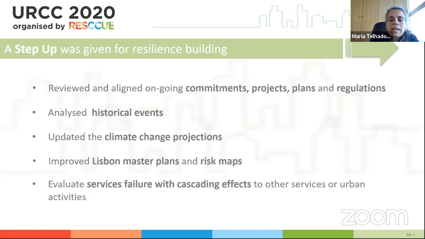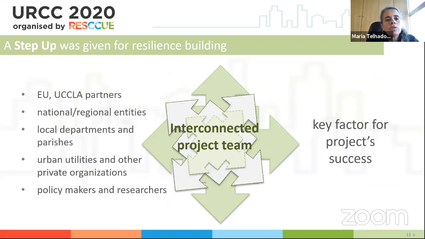Lisbon master plans and the several risk maps were updated or created using a GIS system. The evaluation of service failure with cascading effects to other services or urban activities was another remarkable part of the process. How did we do this resilience building? We interconnected projects and created a mixed project team. This was a key factor in the success of urban resilience for the city.